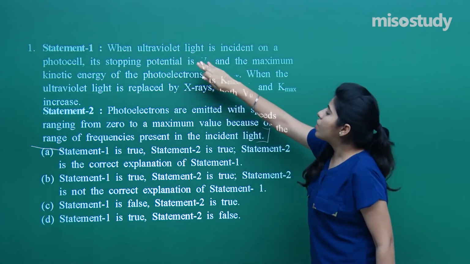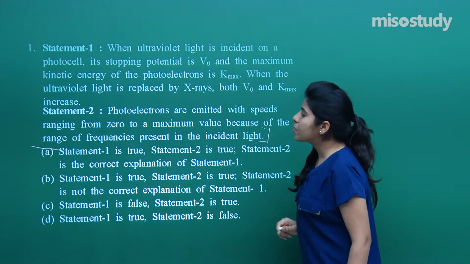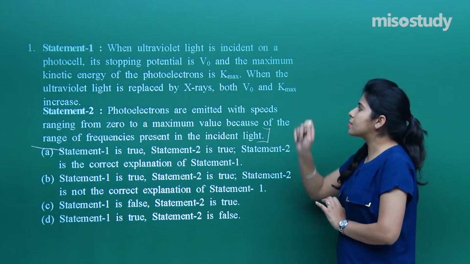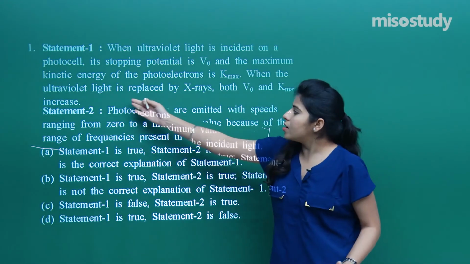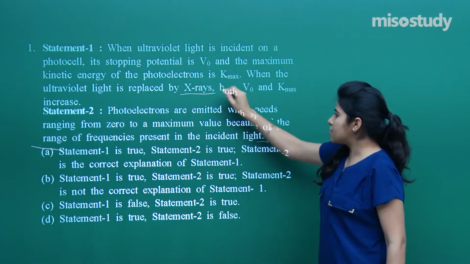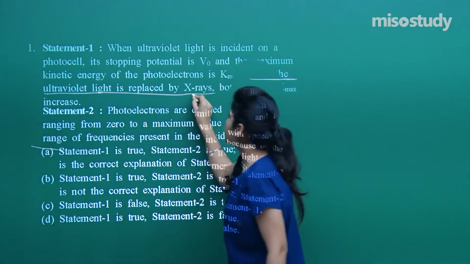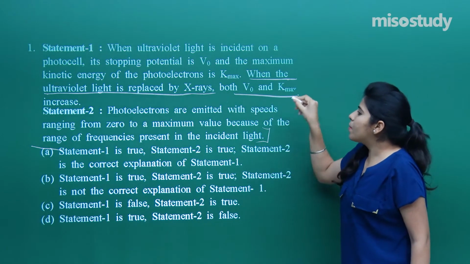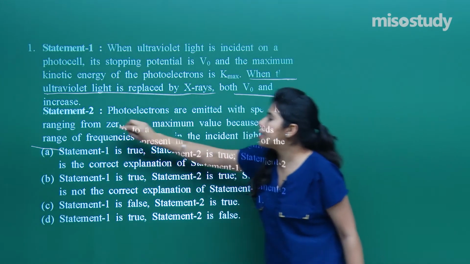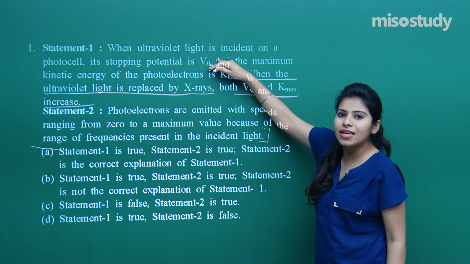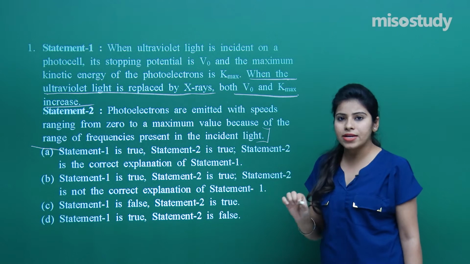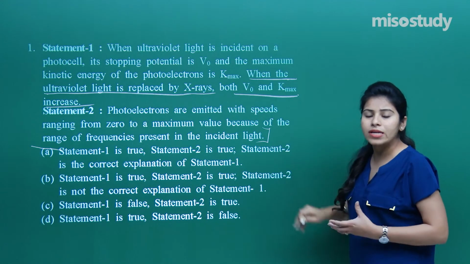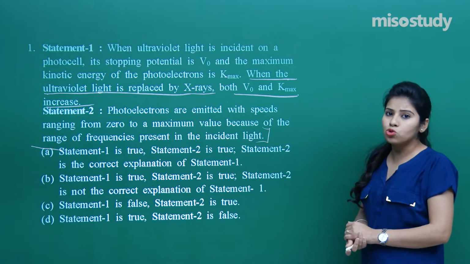Statement 1 says that when ultraviolet light is incident on a photocell, its stopping potential is V0 and the maximum kinetic energy of the photoelectrons is K max. Now they are saying that when the ultraviolet light is replaced by X-rays, which is the important line in this question, both V0 and K max increase. So on replacing the ultraviolet light by X-rays, V0, that means the stopping potential, and K max, the kinetic energy, will increase. Now let us see whether this statement is true or false.